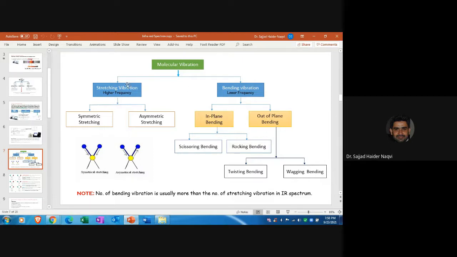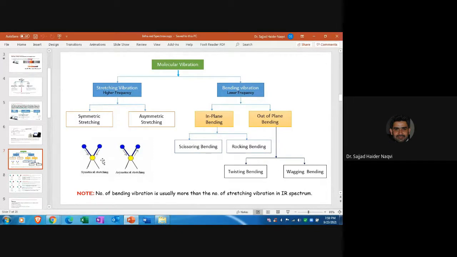The stretching vibration is always of higher frequency, while the bending vibration is always of lower frequency. And I think you can guess from the term itself. Stretch means the bonds become more stretchy, they move away. That's why it's higher frequency. While in the bending vibration, the bonds come closer, and as a result it has lower frequency. Now, this stretching vibration can further be classified into two types, symmetric and asymmetric. And the terms are again self explanatory.